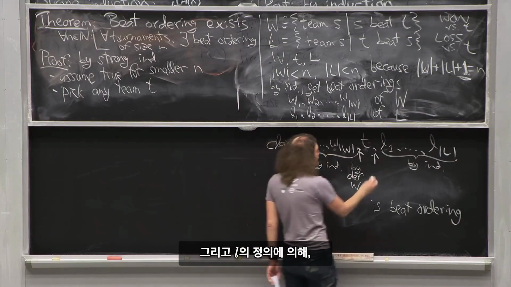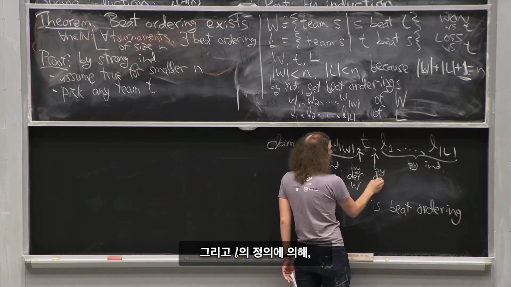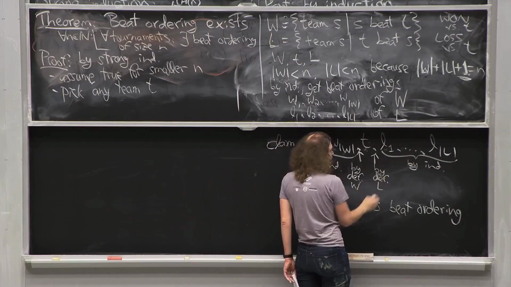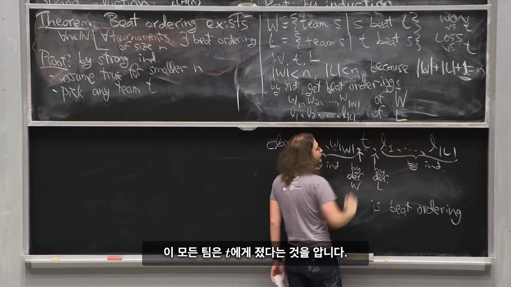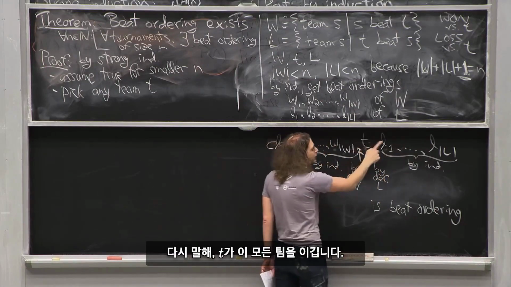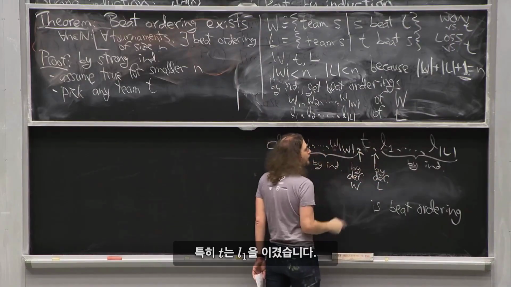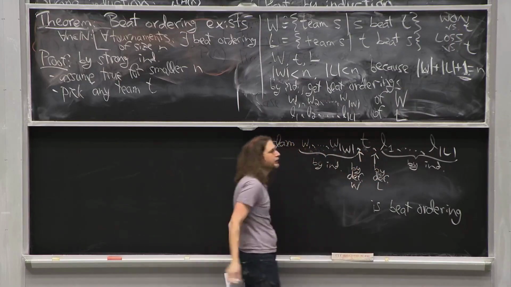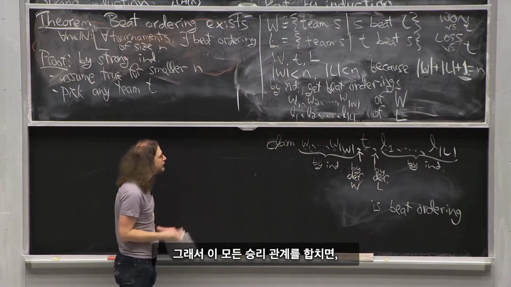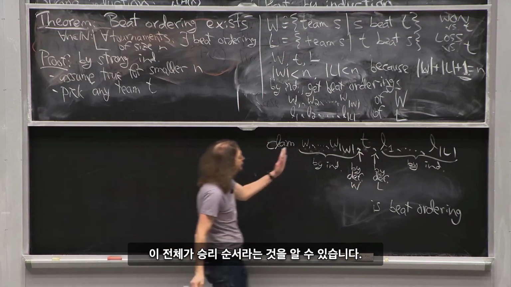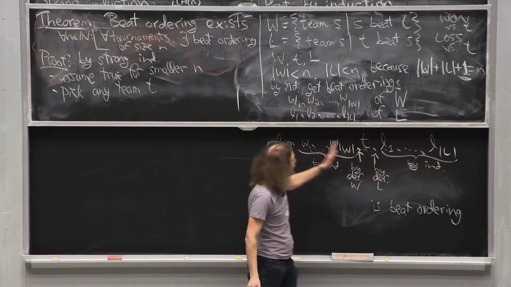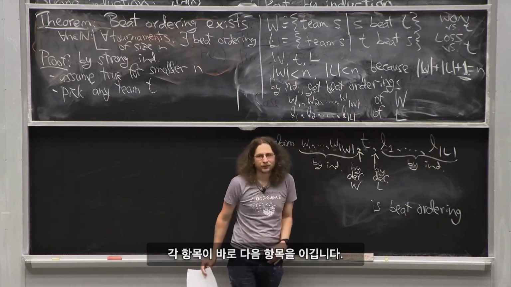And we know by the definition of L all of these teams lost against T. In other words, T beats all of these teams. In particular, T beat L1. And so by combining all these beat statements together, we know that this entire thing is a beat ordering. Each item beats the one right after it.